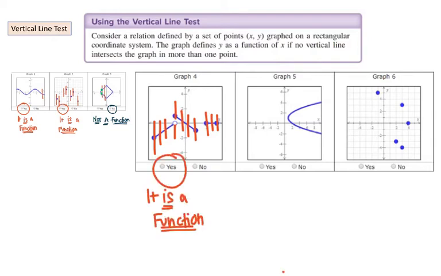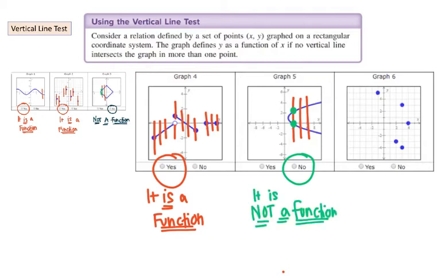Okay, the next graph, we take our vertical line, we start moving left to right, and already we see big problems. We see for the same x, 2 different y's. So we say no, it is not a function.